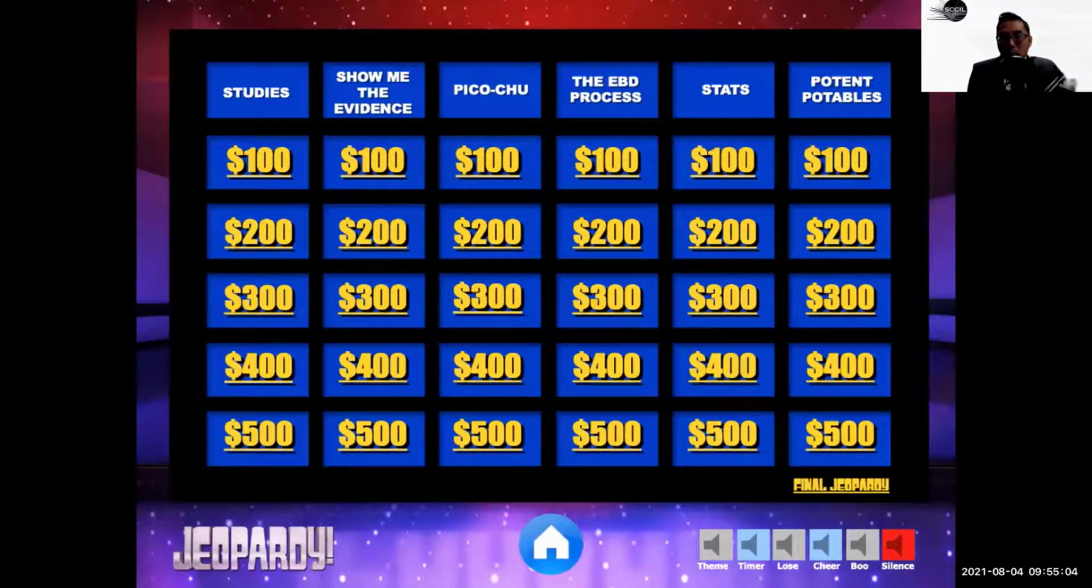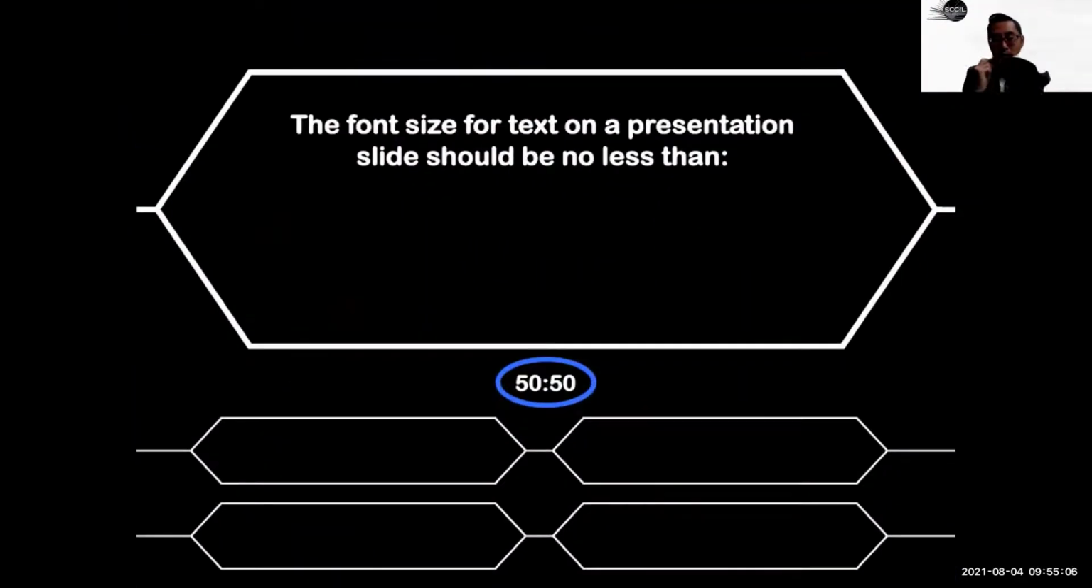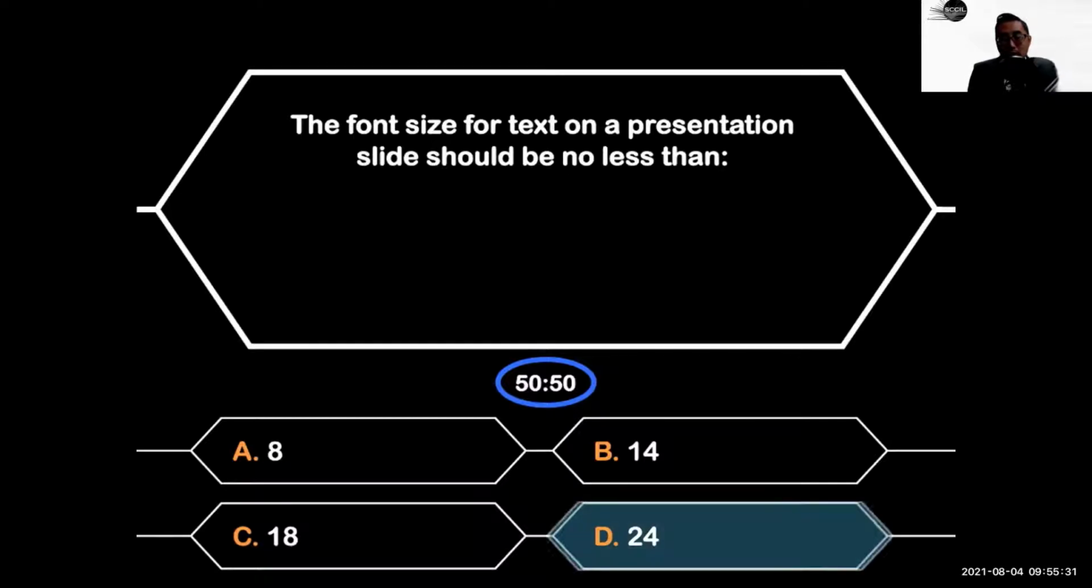Another one, here's the one I used to love and use a lot, and that is Who Wants to Be a Millionaire? So for kicks and giggles, out there in our virtual audience: the font size for text on a presentation slide should be no less than, is it 8, 14, 18, 24? Type in your final answers now in the chat. Give me 5 seconds here. 5, 4, 3, 2, 1. Lock in your final answers.